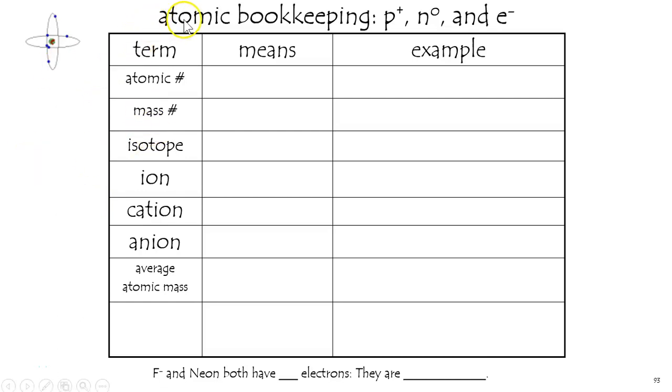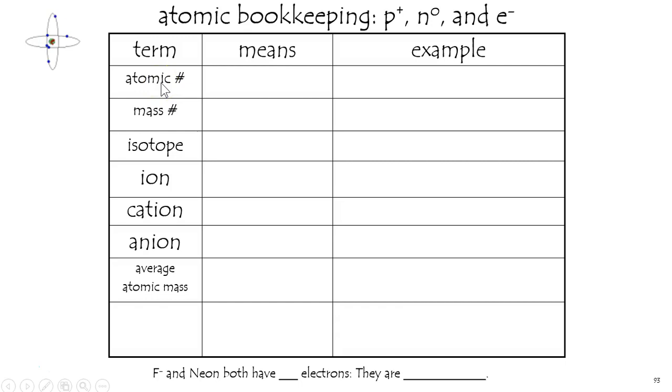Let's do some atomic bookkeeping. For a given atom, let's keep track of the number of protons, which carry a positive charge, the number of neutrons, which are also in the nucleus, and they vary from sample to sample, from atom to atom, and they carry no charge. And let's also keep track of the number of electrons, where electrons are given a negative charge.